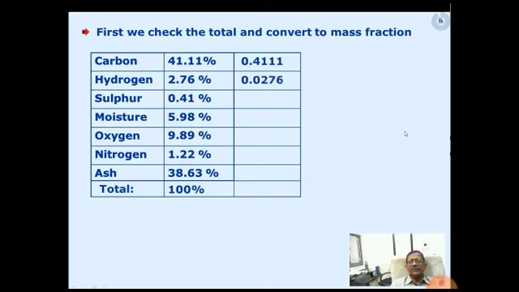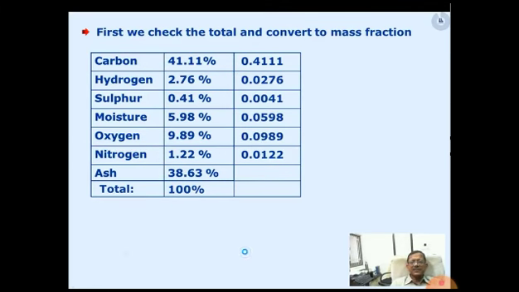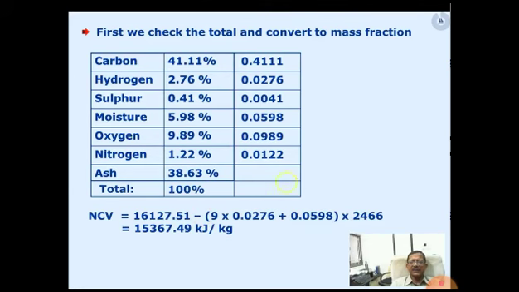The next thing I do is convert this to the fraction analysis in kg per kg and then use the GCV formula. The GCV will be 33,800 into C plus 1,44,000 into (H minus O by 8), that is 0.0989 by 8, plus 9,300 into S, that is sulfur 0.0041. I get the GCV as 16127.51 kilojoule per kg. When I want to find out the NCV, it will be GCV minus the moisture formed by hydrogen, 9H, plus the moisture already available in the fuel, which will take away 2466 kilojoule heat. So NCV comes to 14537.49. Again, not very difficult to find out. The only thing is you have to remember the heat values of carbon, hydrogen and sulfur.